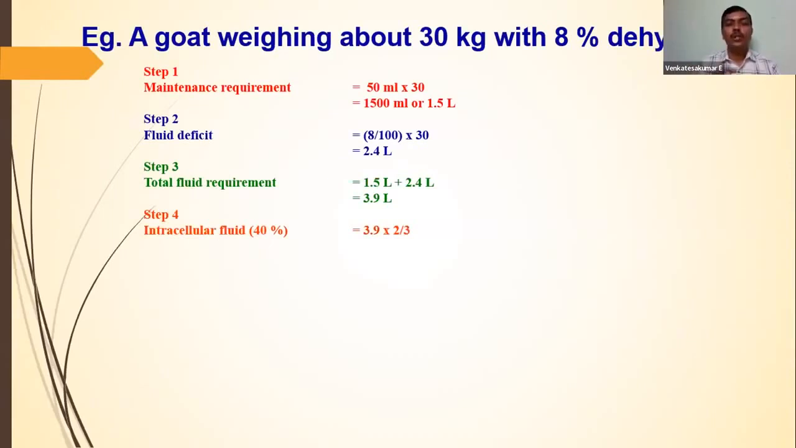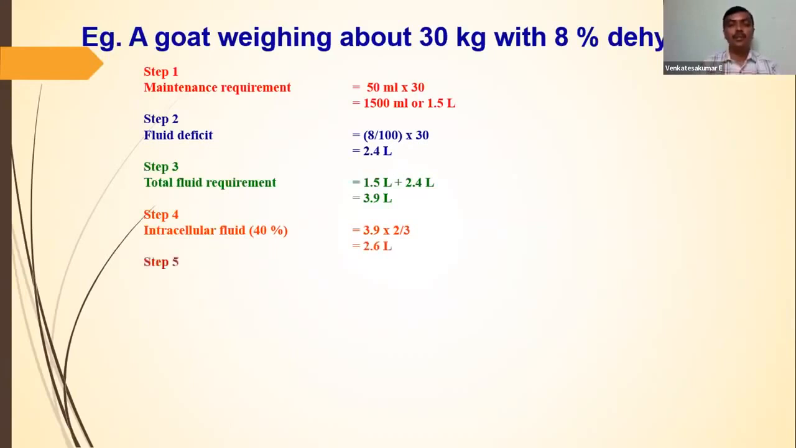So I will just highlight what is needed at the end. Now just listen, intracellular fluid is 60% of the total body water, and extracellular is 40%. So 3.9 liters into 2/3. Why are we accounting 2/3? 60% is there, 20% is going for extracellular fluid, 40 is there. So 20, 20, 20, 3 20s are there. That's why 2/3 is accounting for the intracellular fluid. That is accounting 2.6 liters.